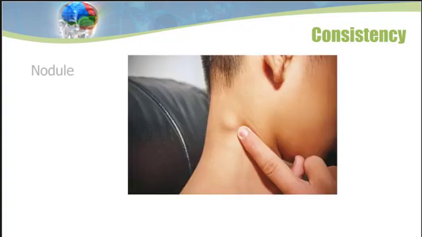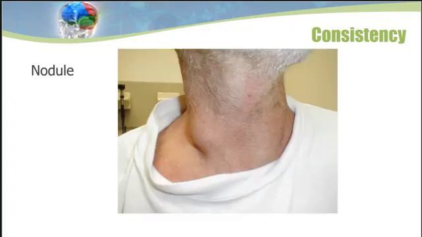Okay guys, let's talk about consistency. The first thing we want to talk about is a nodule. So a nodule is going to be a palpable solid lesion up to 1 centimeter in diameter that is found in soft tissue. For example, a lymph nodule. So here we can see that this patient has an enlarged lymph node, so we would consider that a nodule. Here's another example of an enlarged lymph node.